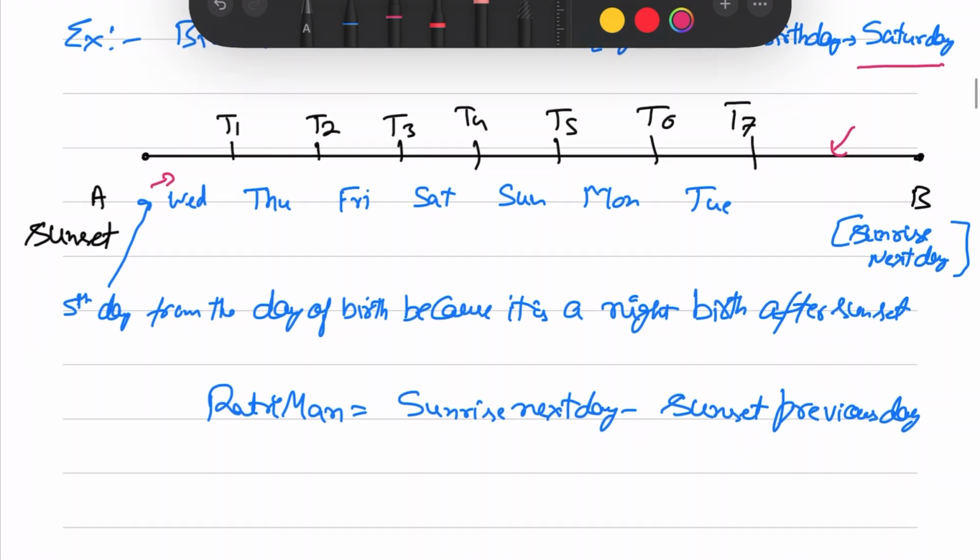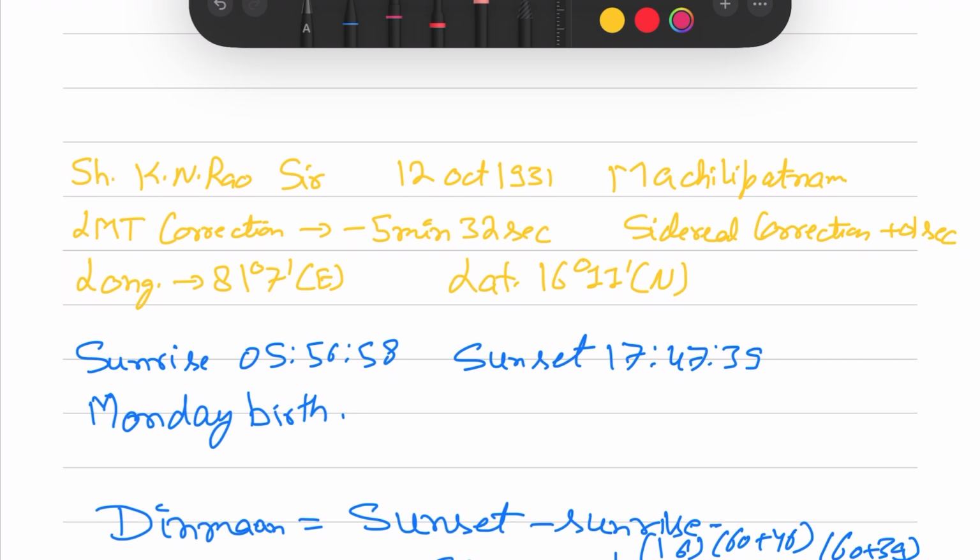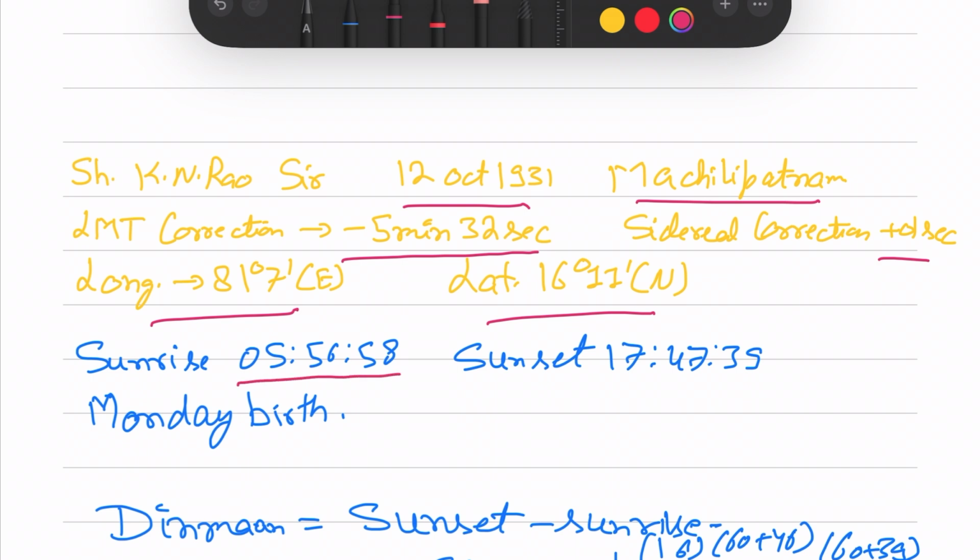Now let's take an example for Shri K. N. Rao sir. Date of birth is 12th October 1931, Machilipatnam. The LMT correction is minus 5 minutes 32 seconds, sidereal correction is 1 second. Longitude is 81 degrees 7 arc minutes and latitude is 16 degrees 11 arc minutes. The sunrise for that particular day is 05:56:58 and sunset is 17:47:39, and it is a Monday birth.